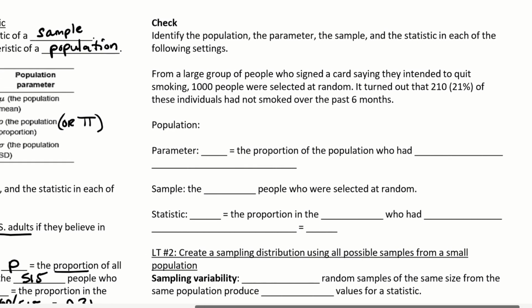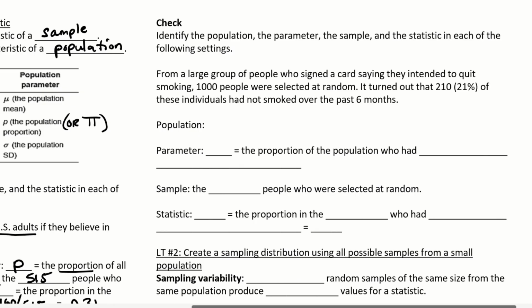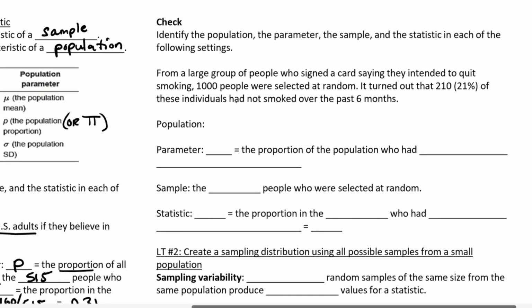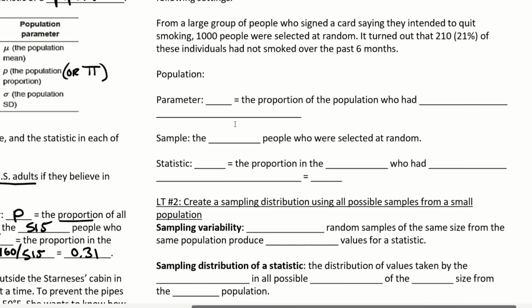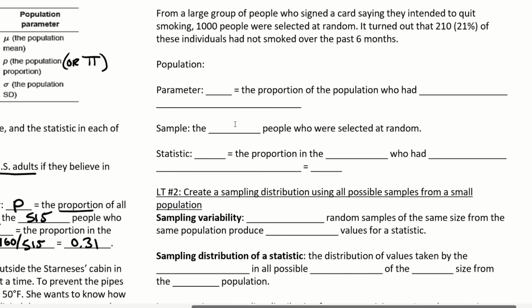All right. Hopefully you paused the video and attempted it. The question says identify the population, parameter, and statistic, the same things that we did in the previous one. From a large group of people who signed a card saying they intended to quit smoking, 1,000 people were selected at random. It turned out that 210, or 21%, of these individuals had not smoked over the past 6 months.